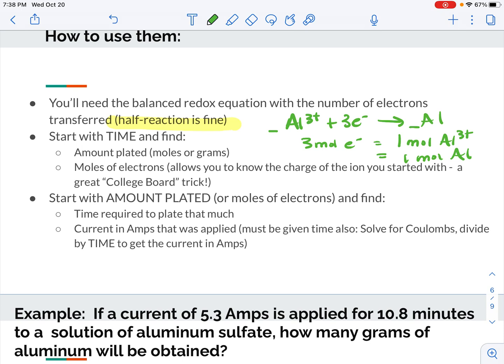coefficients on those substances. So notice the coefficient of 3 electrons here is the same as saying 3 moles of electrons, just like the coefficient of 1 that you can't see in front of the aluminums is like saying 1 mole of aluminum and aluminum ions, okay? So this is using stoichiometry the way you have been doing it. There's basically 2 options. You're going to start with time, and you can find the amount of metal plated.